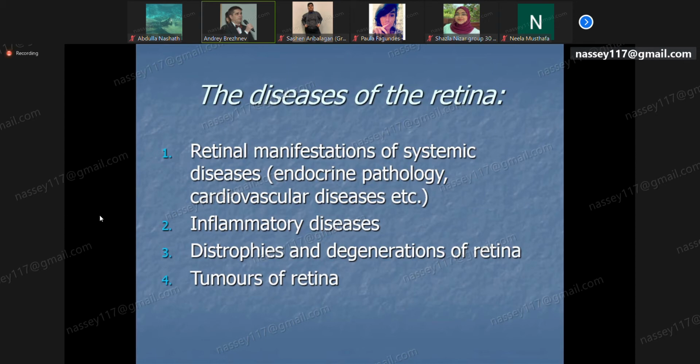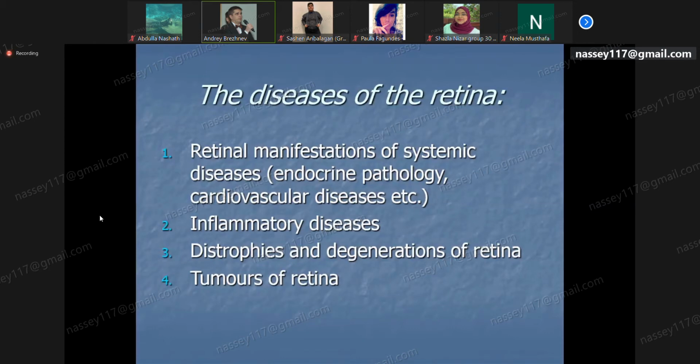One more very large group is dystrophies and degenerations of the retina, which may be congenital or may be acquired. The most frequent type of retinal dystrophies is the so-called age-related macular degeneration. This is a very serious pathology. A bit later we'll discuss it in detail. And this is one of the main causes of irreversible blindness all over the world.